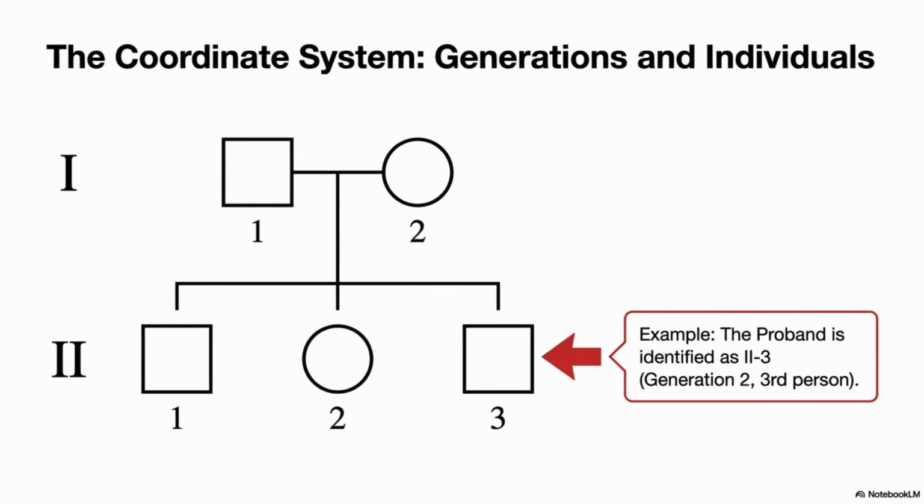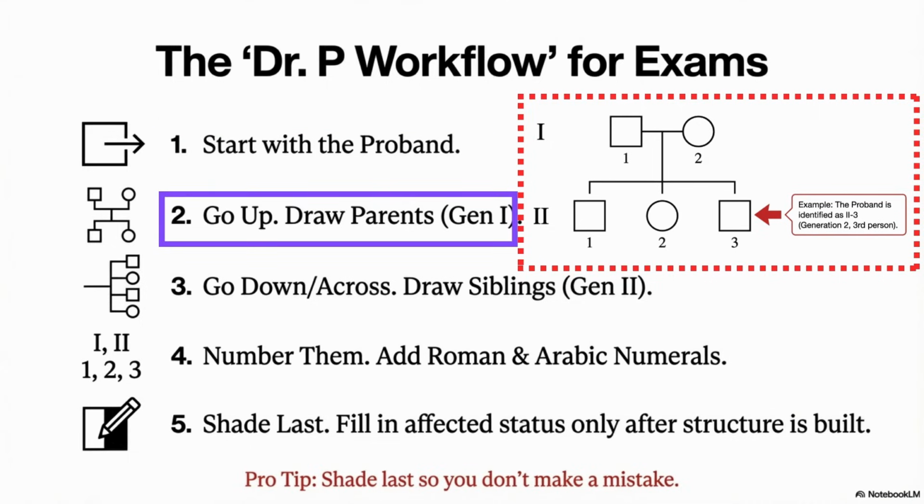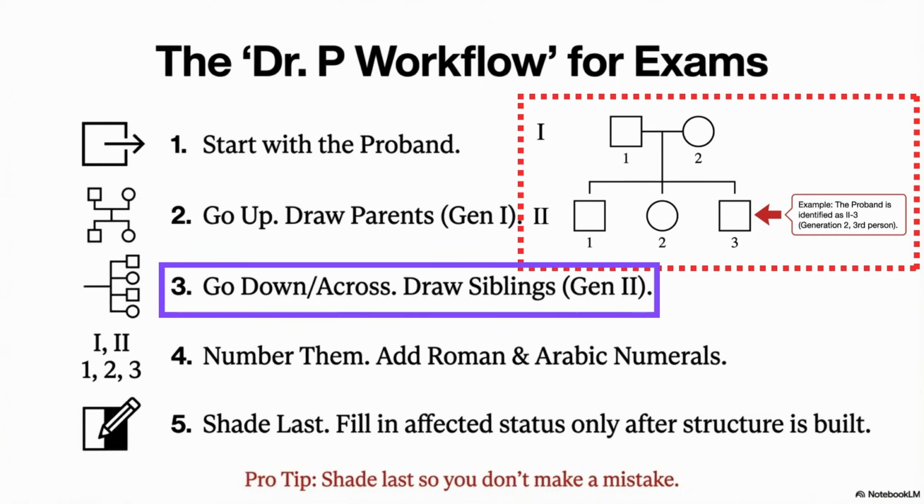Here is exactly how you draw it when the examiner is watching. Start with the proband, draw the arrow and their symbol, square or circle. Go up, draw the parents above, label this generation 1 on the left. Go down or across for siblings.